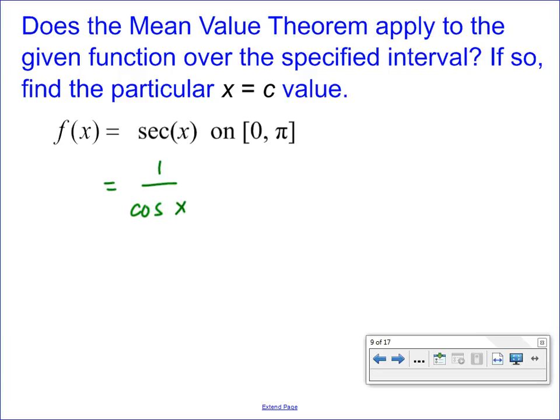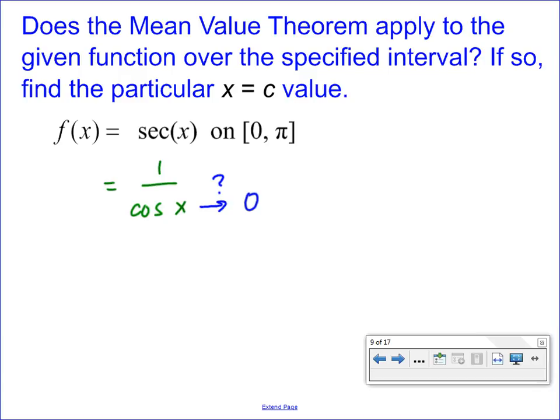Is there any place on the interval 0 to pi where I have issues with the domain of secant? Are there any places where on 0 to pi would I have issues? Courtney? Pi over 2. Yeah, at x equals pi over 2, cosine of x equals 0, and so I know that this function is undefined at x equals pi over 2. Therefore, since pi over 2 is on the interval 0 to pi, I know with that discontinuity that the mean value theorem is not guaranteed to apply.